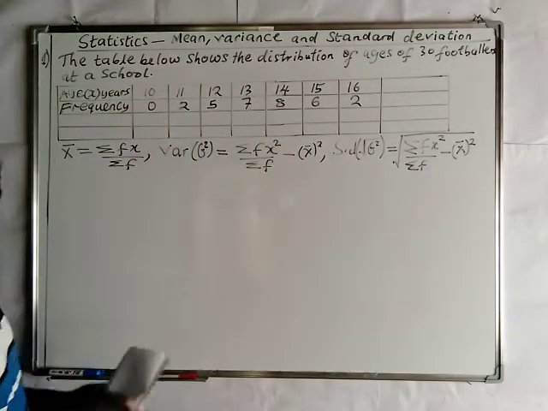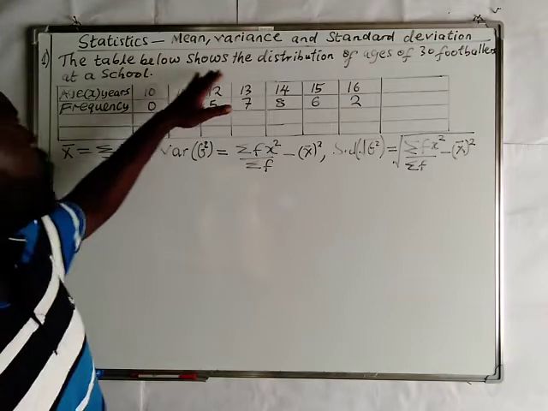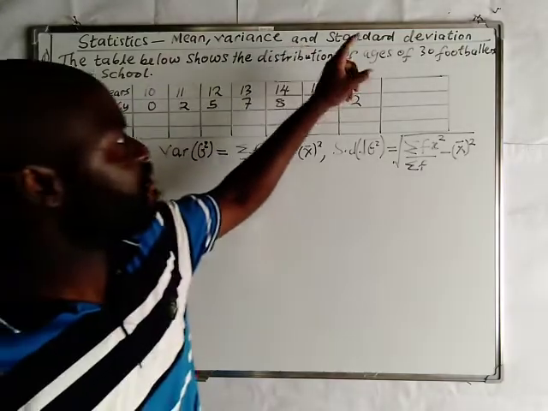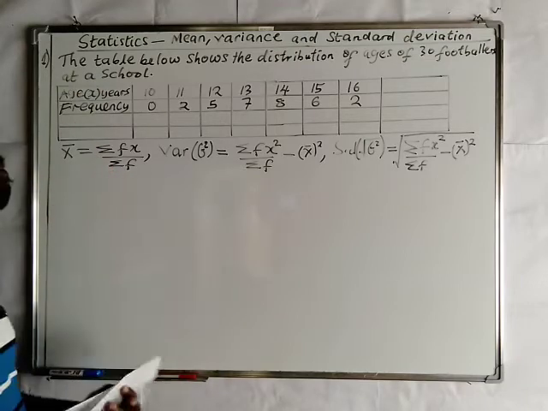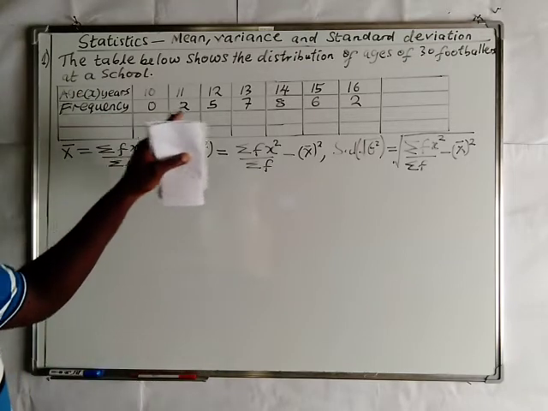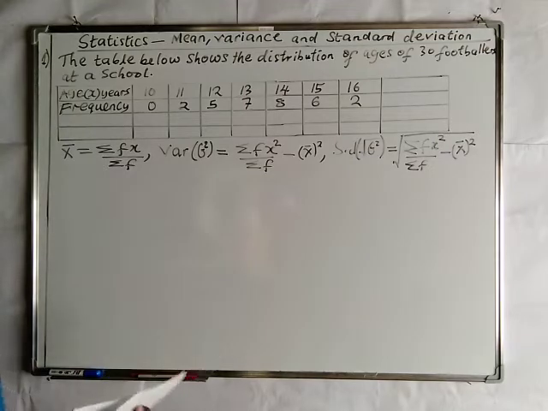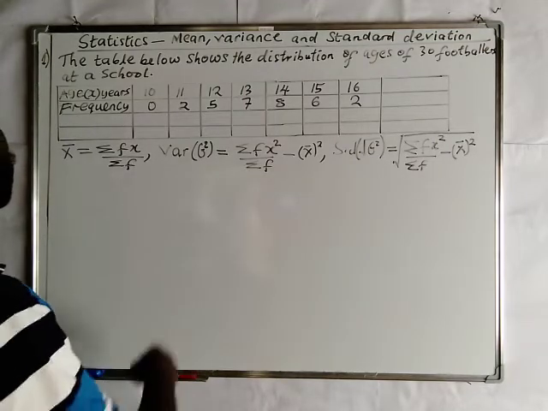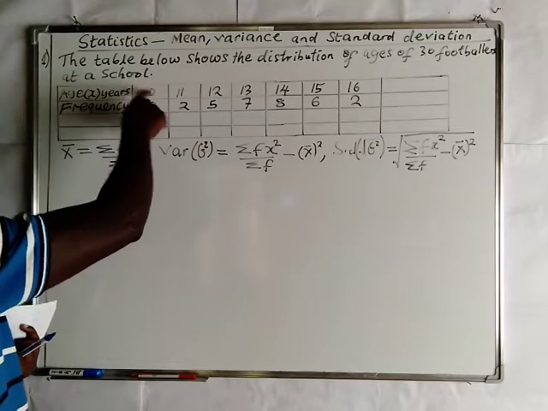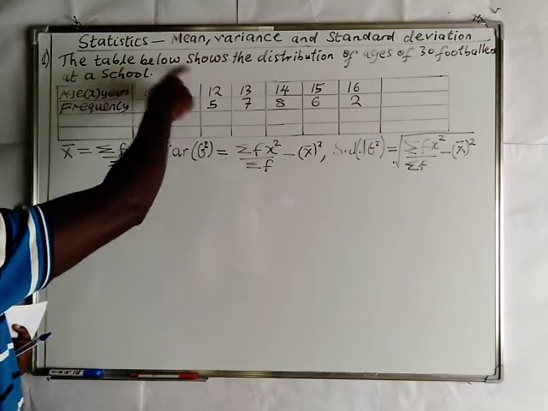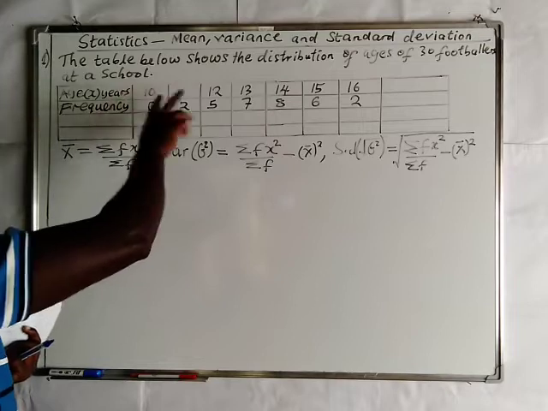So we have the table below, which shows the distribution of ages of 30 footballers at a school. So this is the distribution of years. We have 10, 11, 12, 13, 14, 15, 16. As you can see, we are not given this in intervals or classes. We are just given actual values, actual ages.